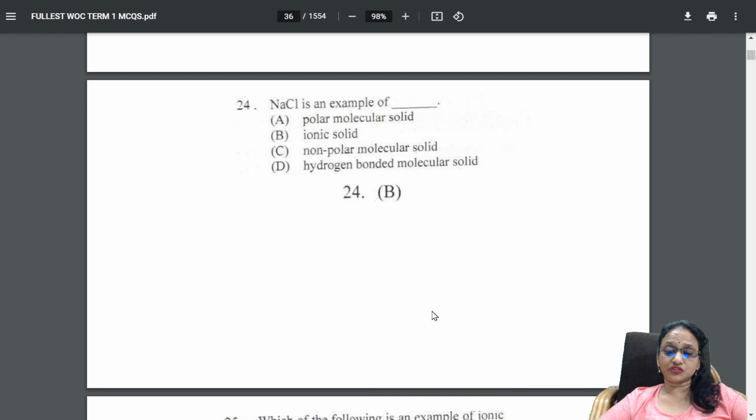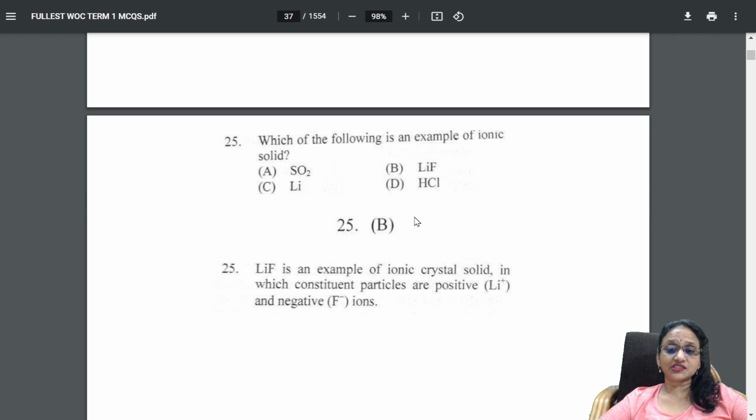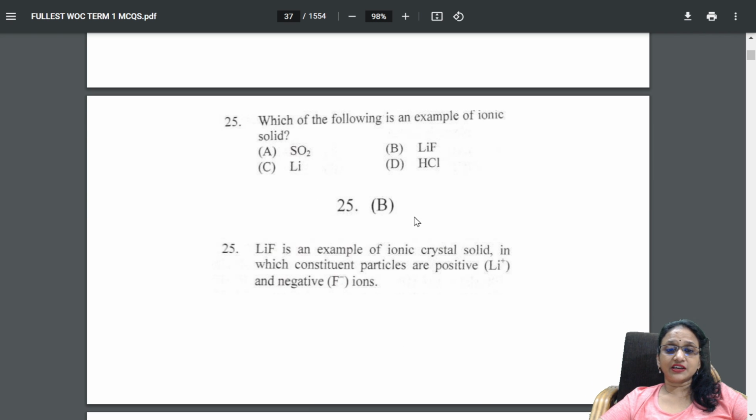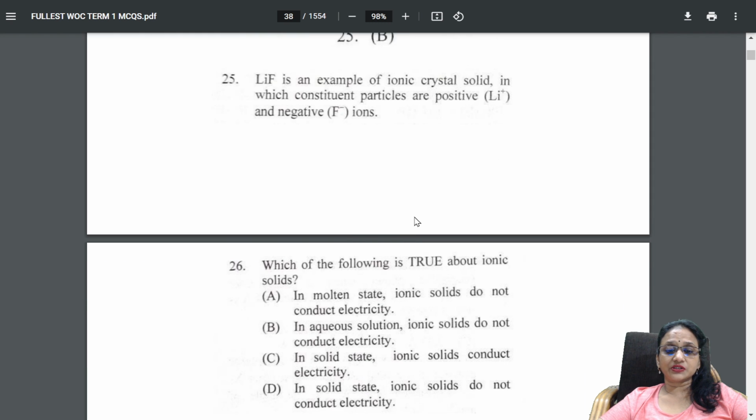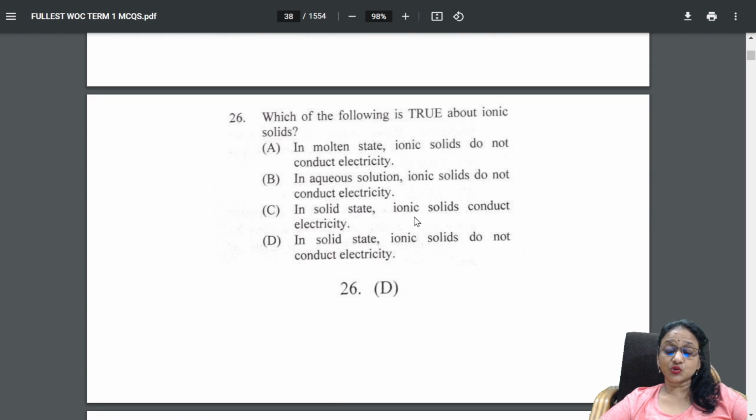So different types of solids, crystalline solids. An example will be given like this, and they will ask you to check which is the correct option. So the table is very important. Then this is the example of ionic solids, right? Then let us see one more question. They have further given, which of the following is true about ionic solids.